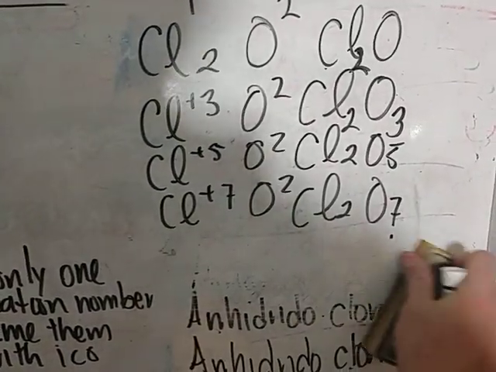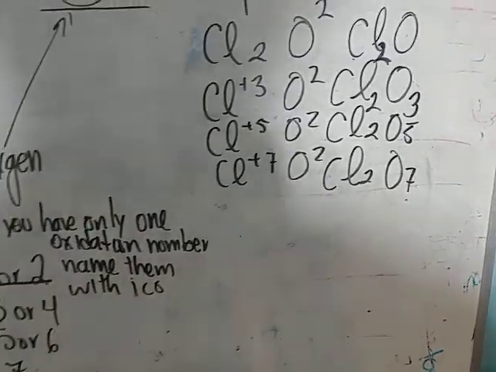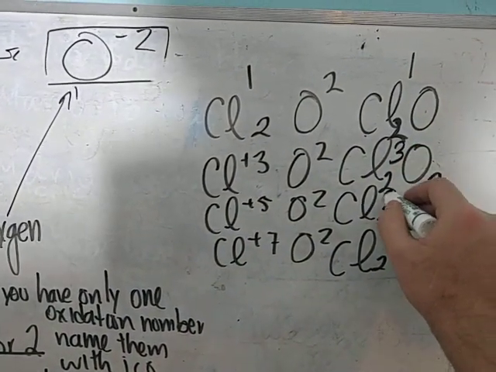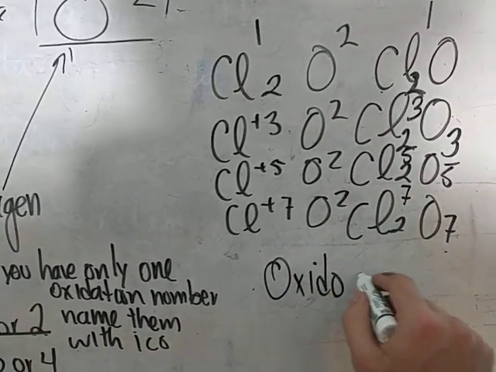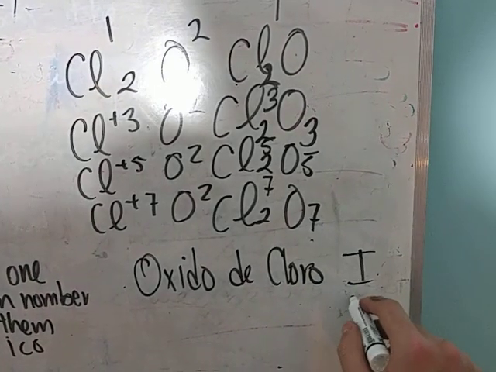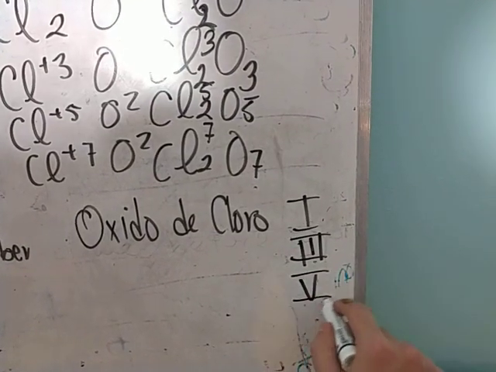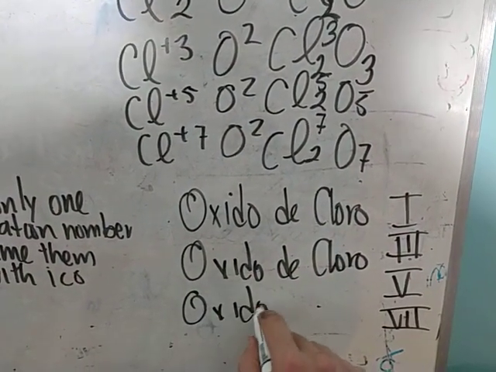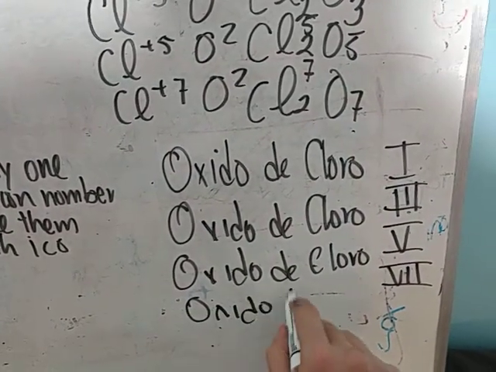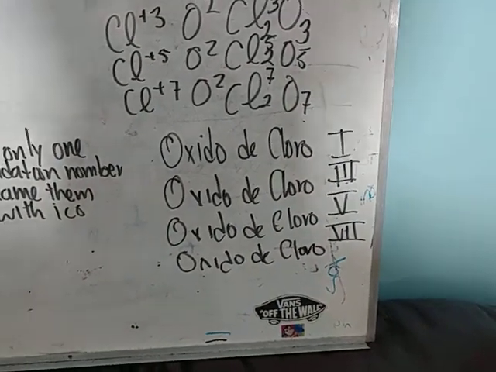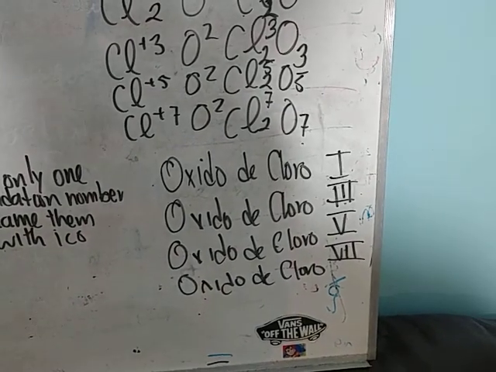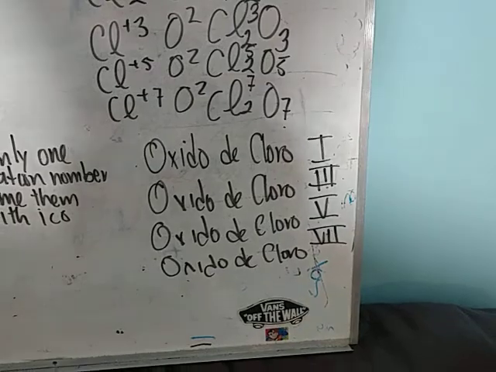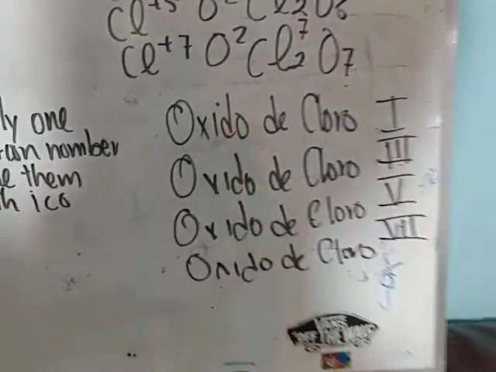If I don't want to name them like this, I can name them in a different way. How? Well, do we remember the oxidation numbers? Yes, the oxidation numbers 1, 3, 5, and 7. So we can work with óxido de cloro 1, 3, 5, and 7. Okay? This one is called Stock. The Stock form is the one where we use the Roman numerals to give the correct oxidation number that they're working with.